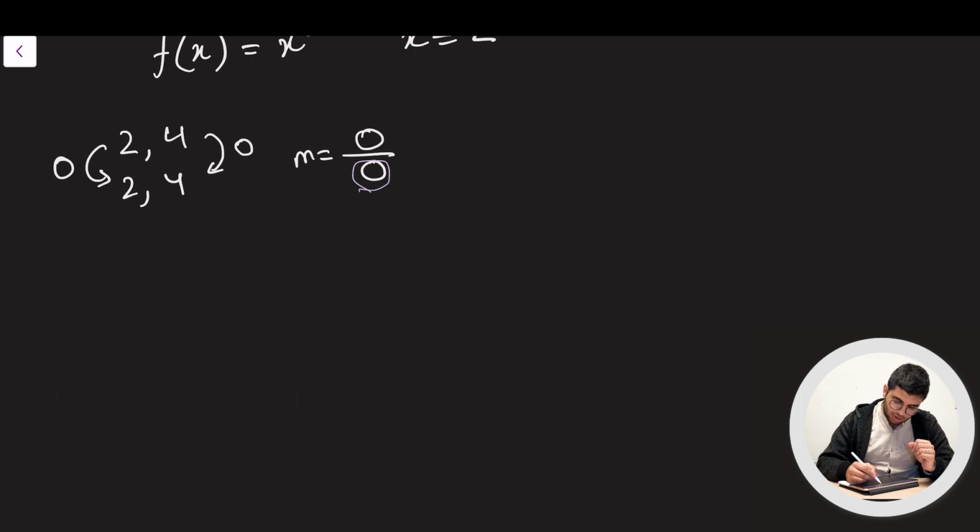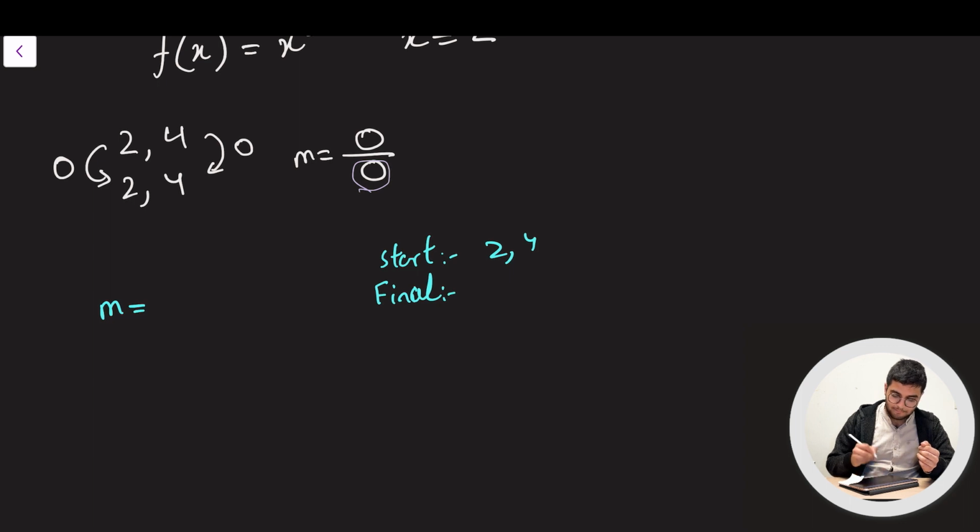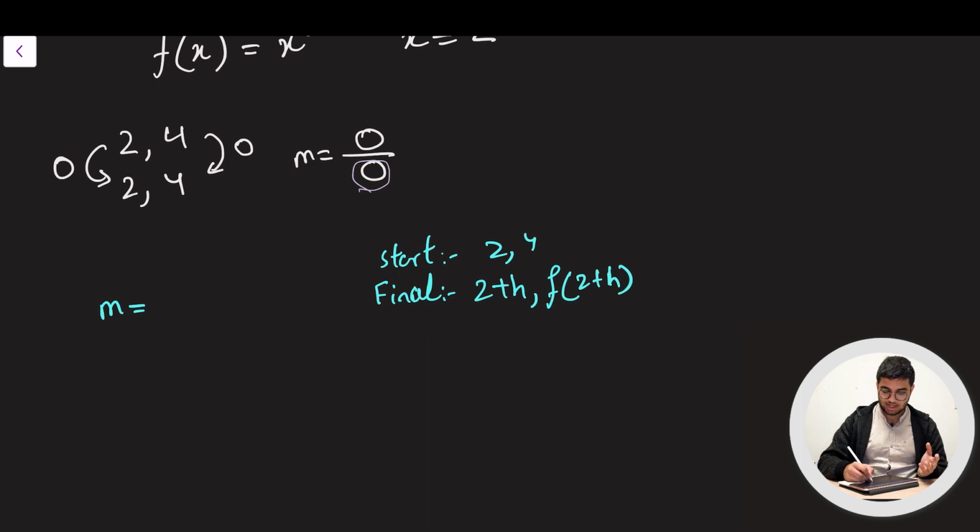So our problem is this: we are trying to find the slope, where our start, our initial value, is (2, 4), and we have a final value which is something after 2. So let's say it's 2 plus h. h is some small number, and that value is where we finish. So if we finished at 3, h would be 1. If we finished at 2.1, h would be 0.1, right? And then obviously the corresponding function value is therefore f(2 plus h), because that's how functions work.